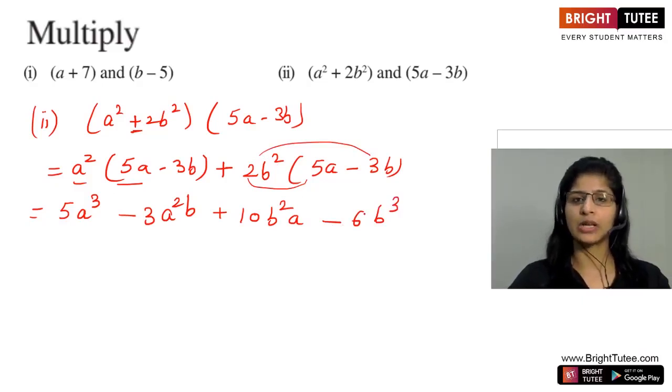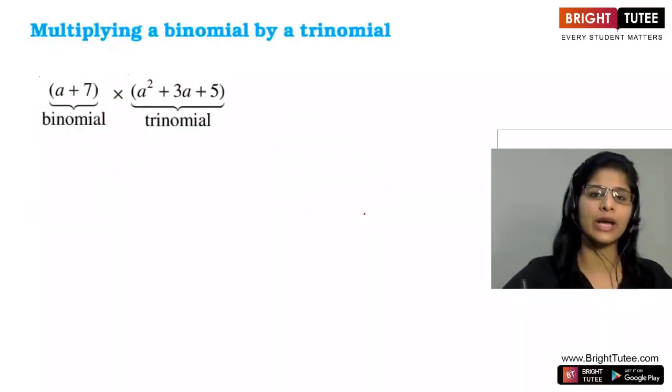So are these four like terms? No. All four terms are unlike here. We cannot combine any of the terms and write the answer, right? So this is the final answer that we have. So this is how we multiply, right? Let's move ahead.